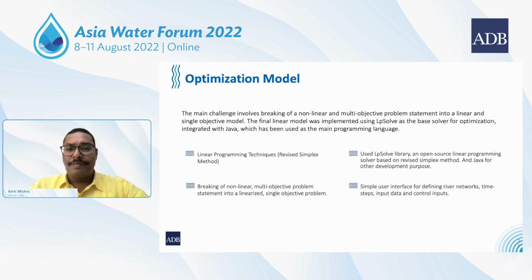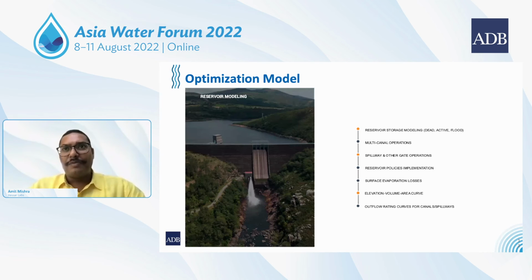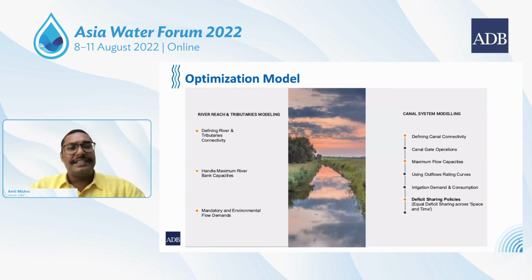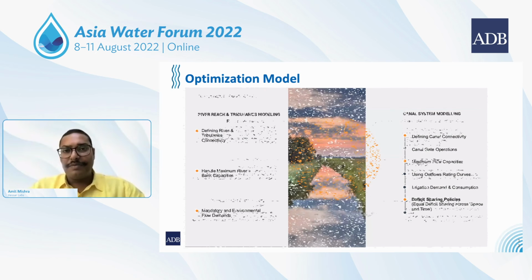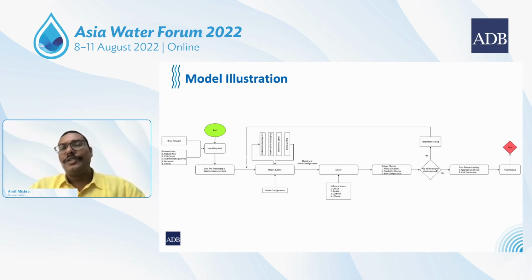To achieve this, we have built an online optimization tool for nonlinear elements of the river basin, bringing together all the physical constraints like hydraulic constraints, network constraints, operational goals, demand objectives, flood, and hydropower, and then solving them to get the desired outcome for optimized performance. For example, it has reservoir modeling, talking about different elements of reservoirs, then river reach and tributaries modeling, then canal system modeling, and then there is the optimization model with operational constraints. And then this goes to the model.